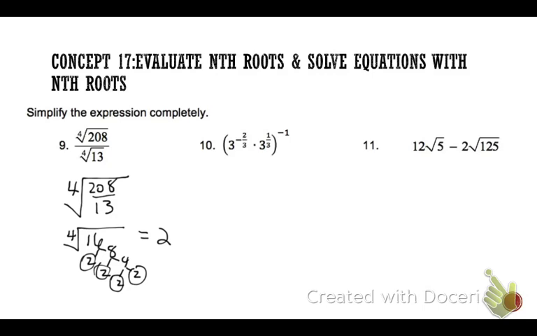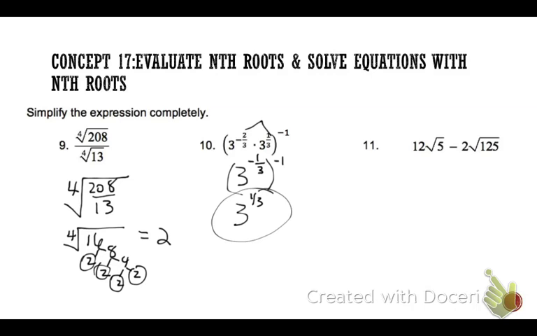Now number 10, we're using properties of exponents. So the first thing we want to do is add these exponents since the powers of 3 are multiplying. So negative 2/3 plus 1/3 is negative 1/3. Now that's still raised to the negative 1 power. When we raise a power to a power, we multiply. So negative 1/3 times negative 1 is positive 1/3. So simplified, we have 3 to the 1/3 power.